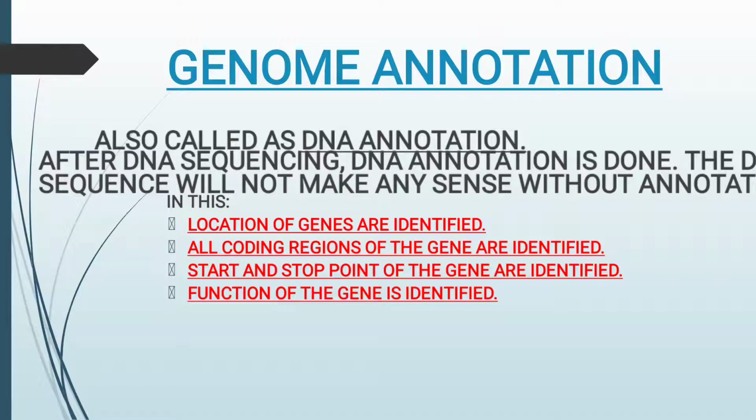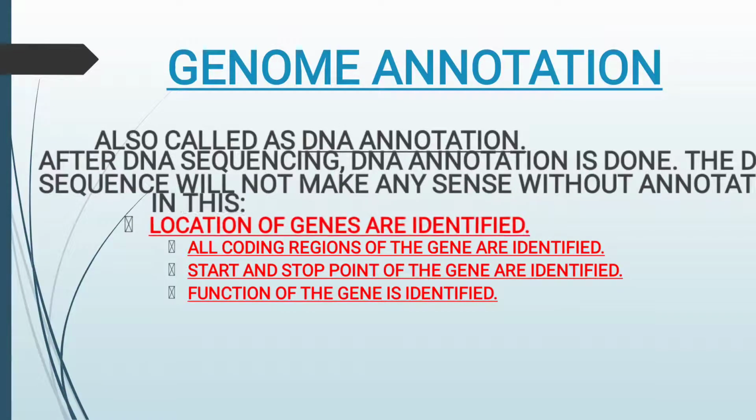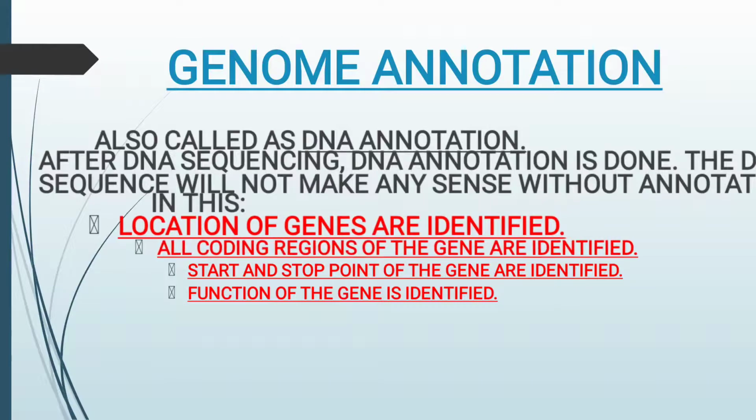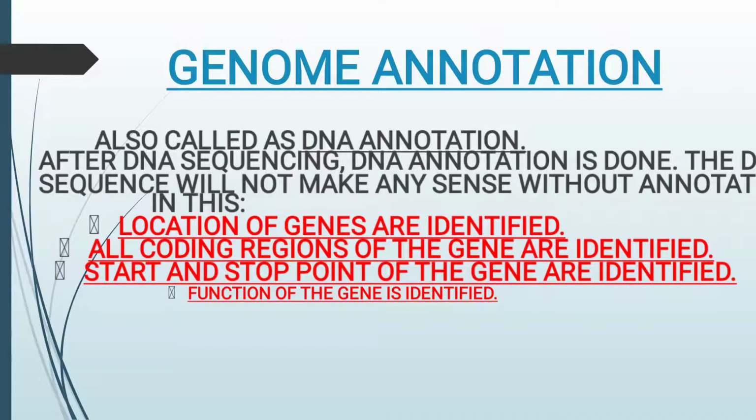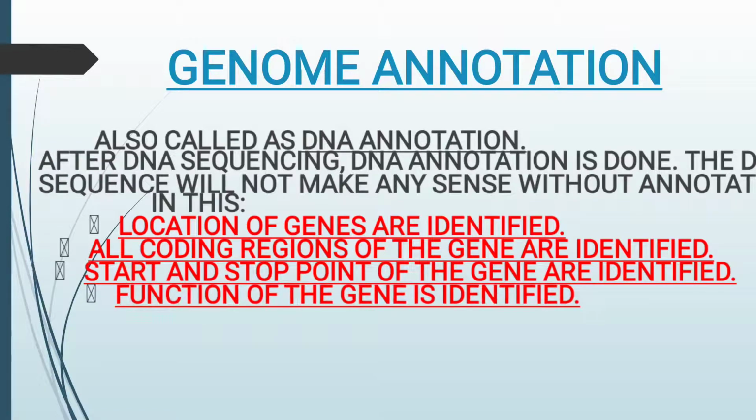any kind of annotation. Now what is exactly done in genome annotation? Stepwise I will tell you. In this, the locations of the genes are identified first. Second, all coding regions of the gene are identified. Third, the start and stop points of the gene are identified. Like at the start, methionine is present, the AUG codon is present. At the stop, the poly A tail, the thymine sites are present. So all these are identified with the help of genome annotation. Then finally, the function of the gene is also identified with the help of genome annotation.